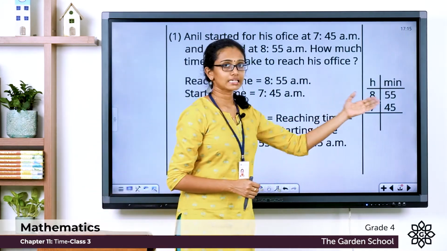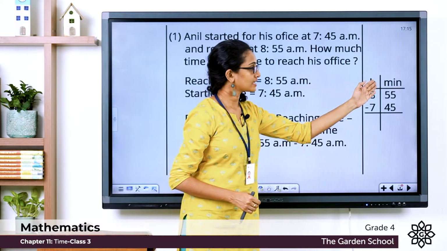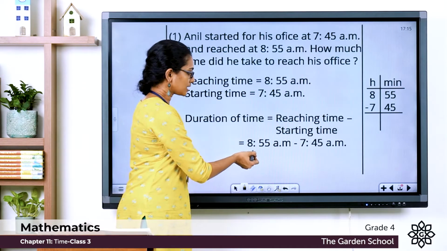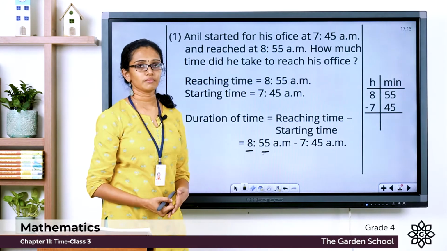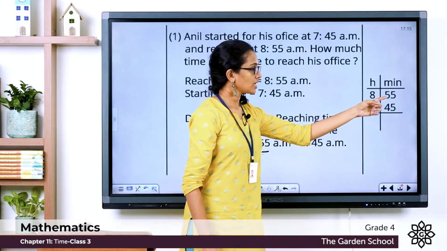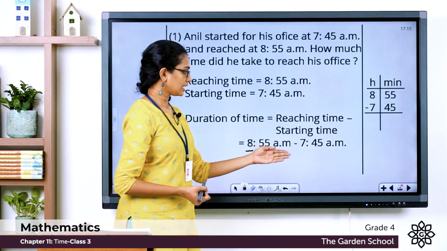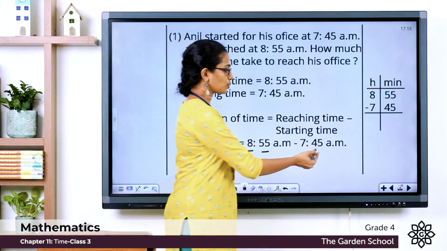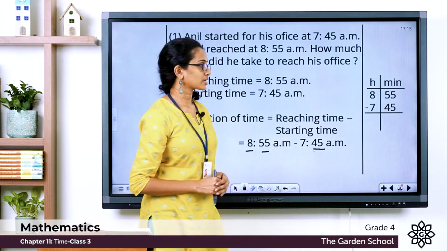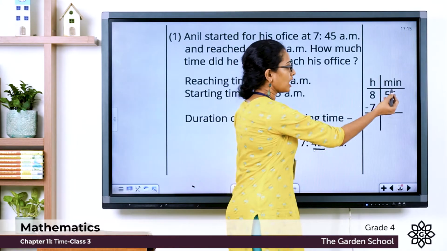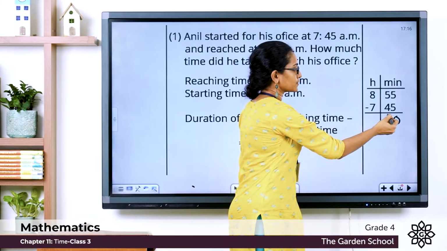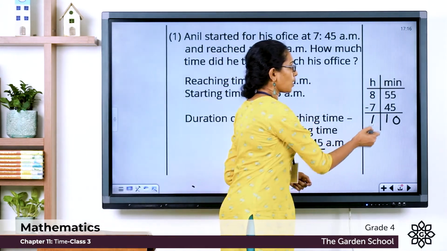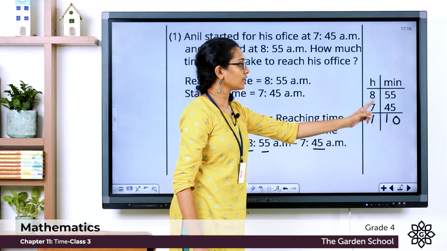Here we have drawn a grid in which one column is for hours and the other one is for minutes. So 8:55, when written like this, means that the hour is 8 and the minutes is 55. So we have 8 in the hours column and 55 in the minutes column. For the starting time, we write 7 in the hours column and 45 in the minutes column. Now just do the subtraction starting from the minutes column. Here it is 5 minus 5, 0, and 5 minus 4, 1. Now moving to the hours column, we have 8 minus 7, which is equal to 1. So we got the difference as 1 hour and 10 minutes.